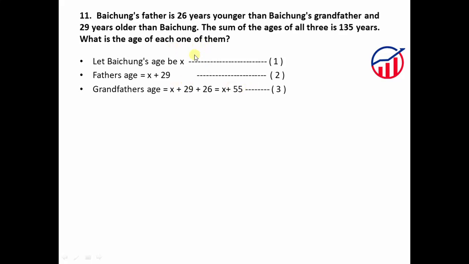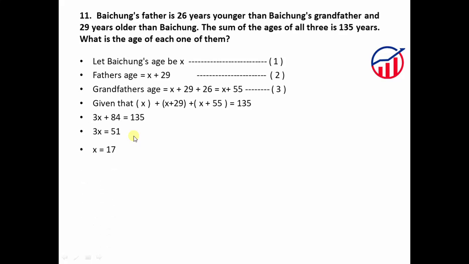We need to add up all three, x, this and this, which is going to sum up to 135. So x plus x plus 29 plus x plus 55 is 135. Solving it further, you get 3x plus 84 is 135. So 3x is equal to 51, x is 17. So we have got the first age, which is Baichung's age, 17.